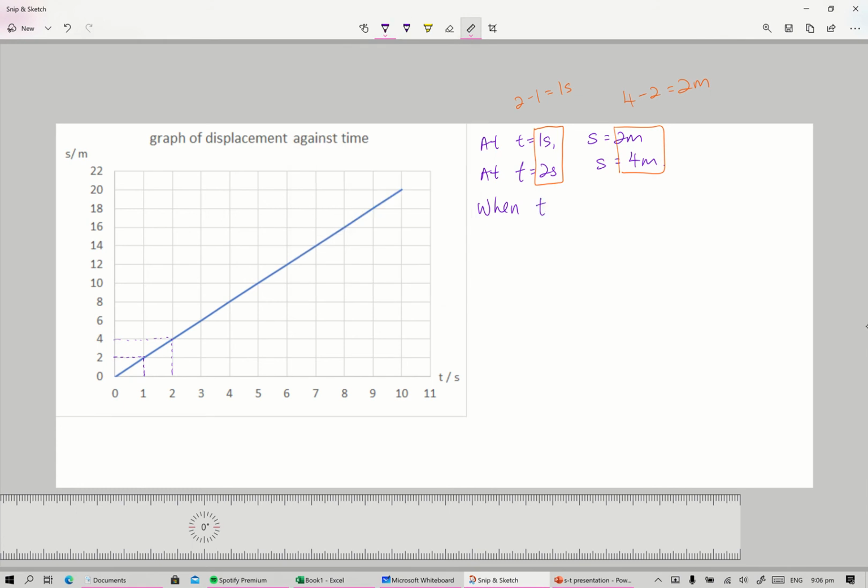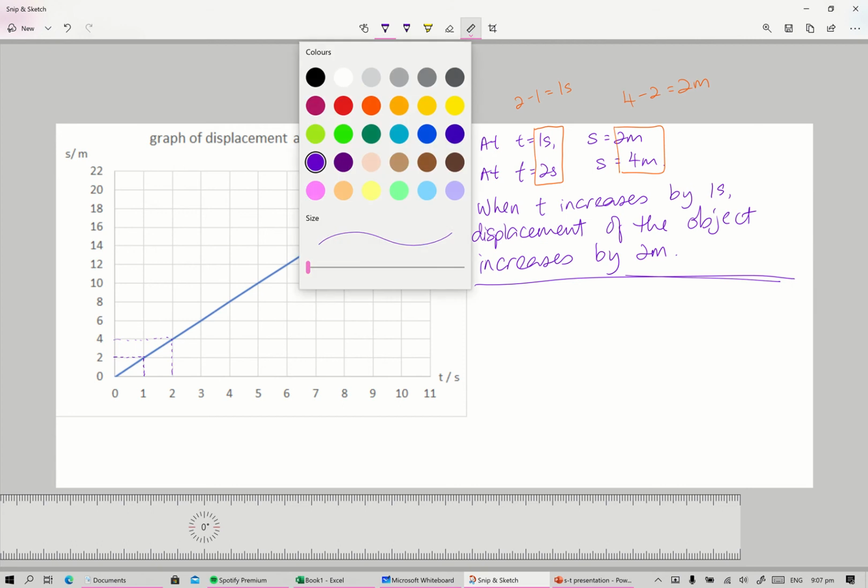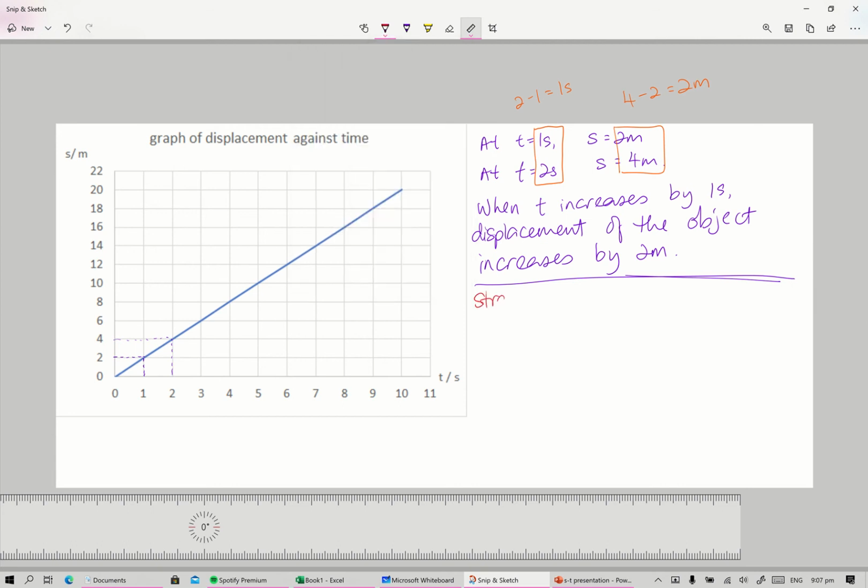So when time increases by 1 second, the displacement of the object increases by 2 meters. Alright. But look at the graph. We are dealing with a straight line graph. So what we have here is a straight line graph.